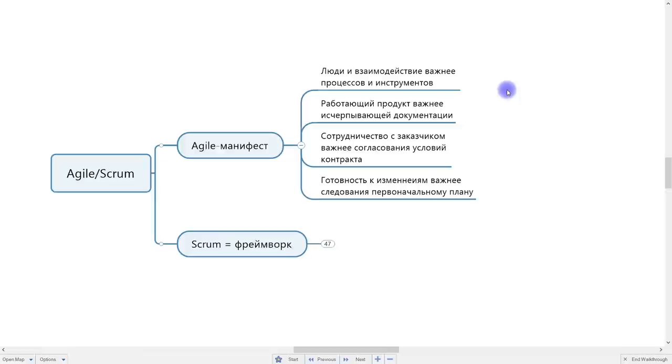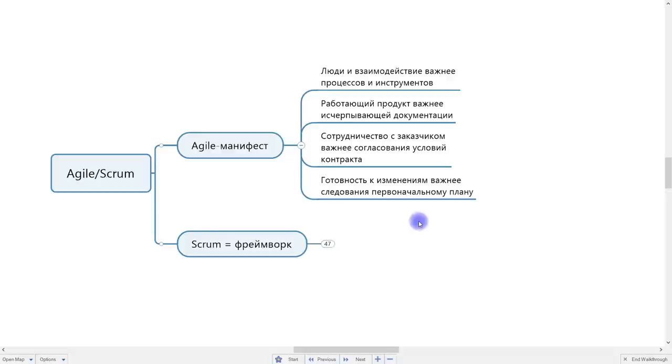The next value is that cooperation with the customer is more important than agreeing on the terms of the contract. What does this mean? Again, there should not be any redundant attachments to our contracts, any documentation that regulates our relationship with the customer. That is, we should first and foremost pay attention to the fact that we are comfortable cooperating with each other. We do not want to spoil our relations with our customer. Therefore, any of our documents, agreements, contracts, and so on should contribute to maintaining a positive relationship with our customers, but in no way should they spoil it. So that's what is embedded in this value.